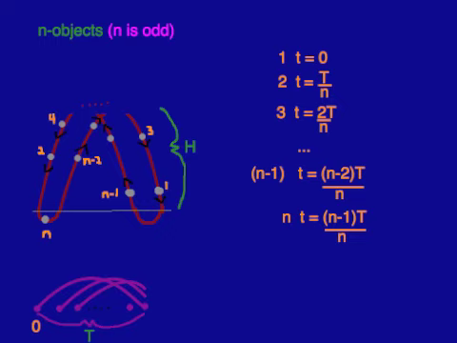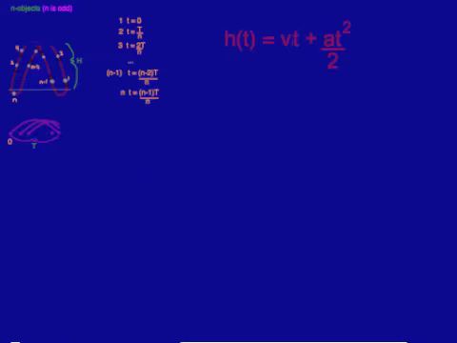Therefore, if the first ball was thrown at time 0, the second ball will be thrown at time capital T over n. The third ball will have been thrown at time 2 capital T over n. And following this pattern, the n-1th ball will have been thrown at time (n-2) capital T over n, and the nth ball will have been thrown at (n-1) capital T over n.